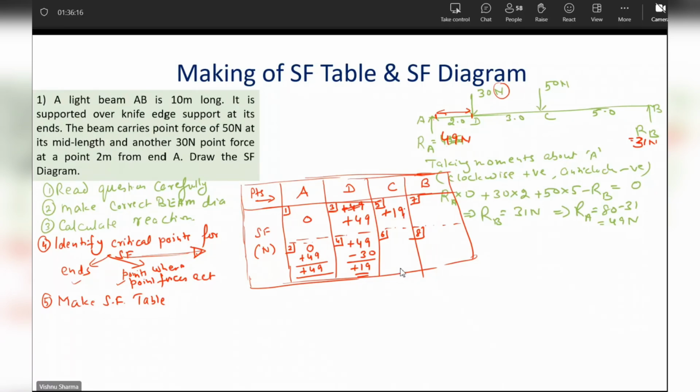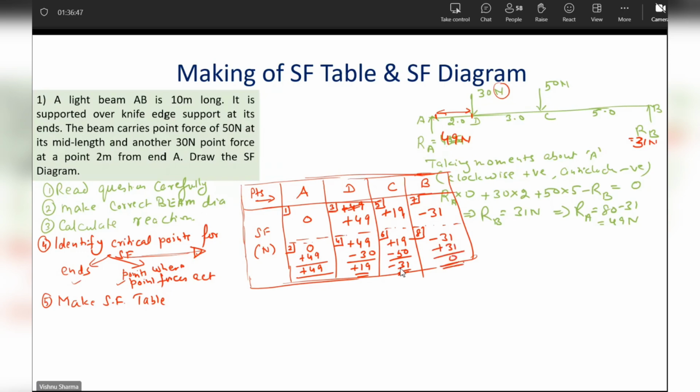If there is no change, it will remain plus 19 because up to right of D, there is already plus 19, right? Then what happens at C? Plus 19 up to left of C. The moment I go to right of C, minus 50 comes into picture, making it minus 31. Then from right of C to left of B, it remains minus 31. Then at B, minus 31 plus 31, it becomes 0.